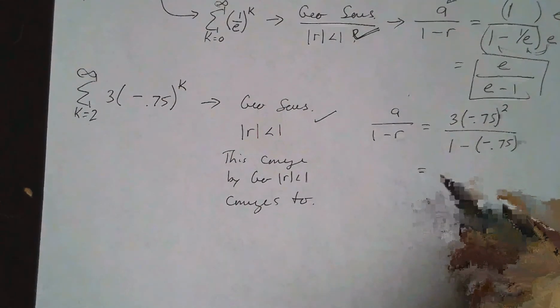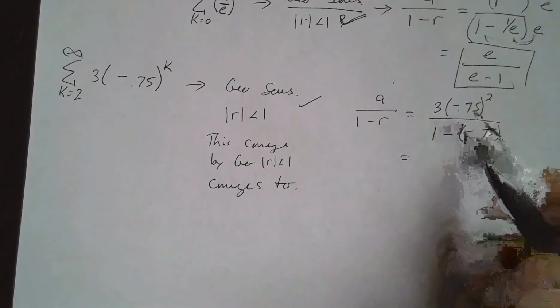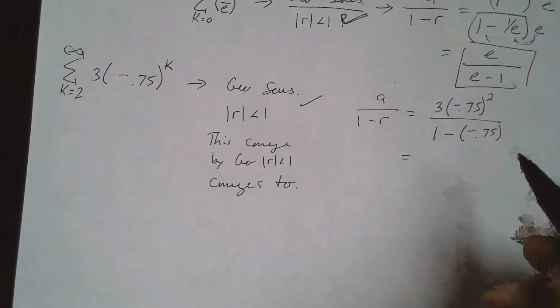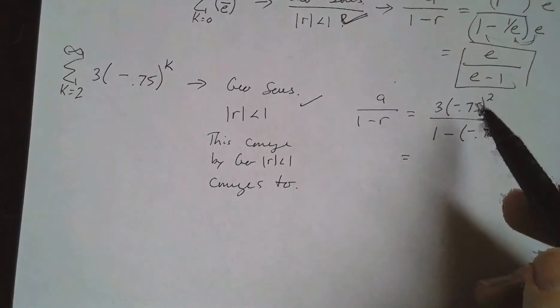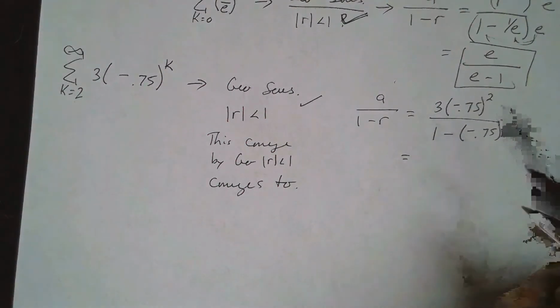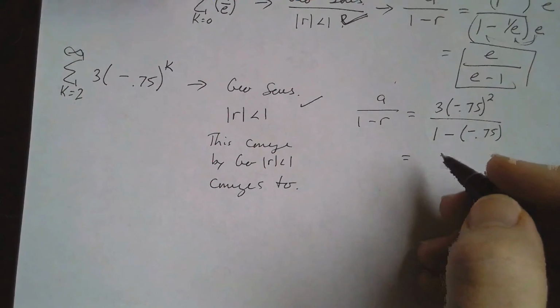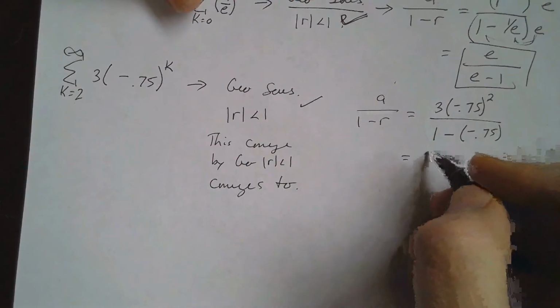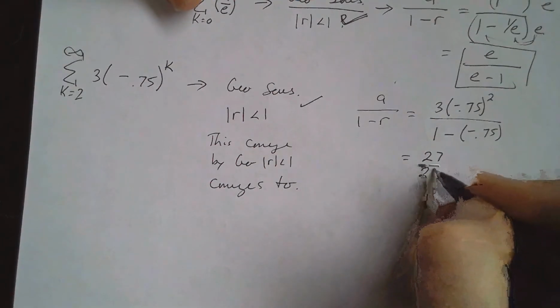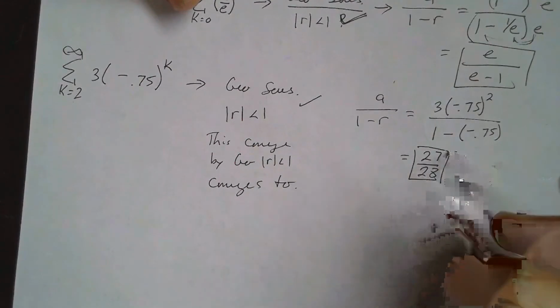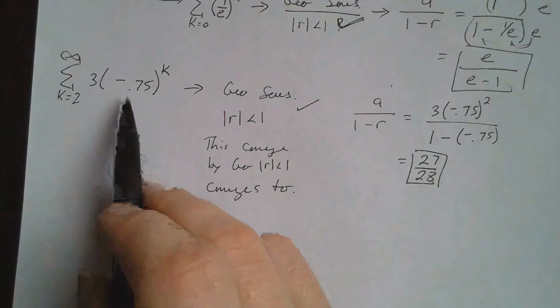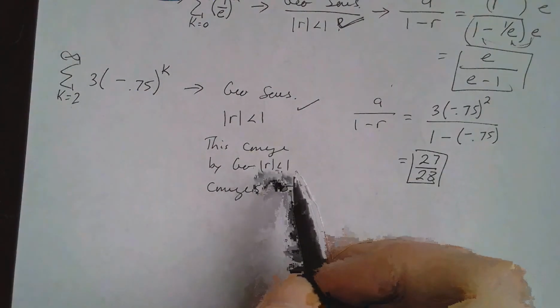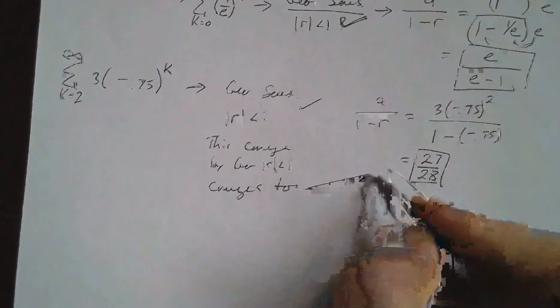So we can clean this up a little bit, but if we were to do so, again, algebraically manipulate this, the bottom piece will be 1.75, the top will be negative 0.75 squared, and we'll go ahead and manipulate the fractions so that we don't have any more decimals, and we'll end up with something along the lines of 27 divided by 28. So, in this case, I can conclude that this series is a geometric series with r less than 1, and therefore will converge to that value.